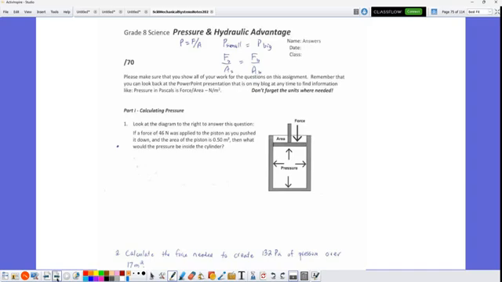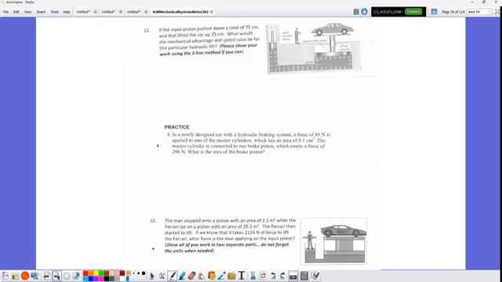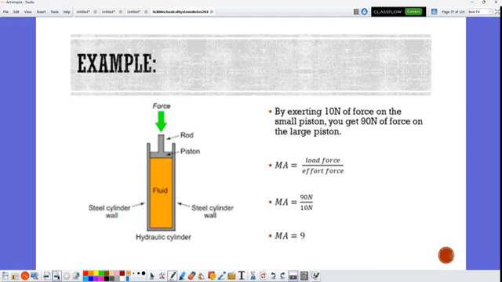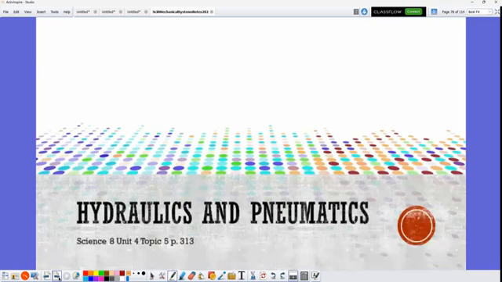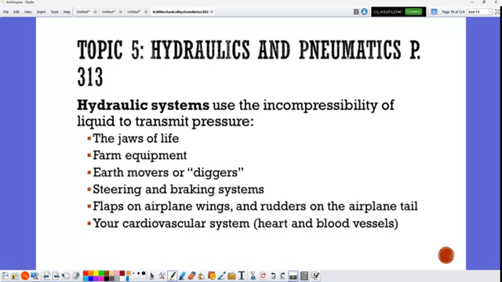Then we did some calculations and some practice. We did more practice. In this case, to figure out mechanical advantage, if you put in 10 newtons of force input and 90 is the output, 90 divided by 10 gives you a mechanical advantage of 9. That was the end of Topics 3 and 4.